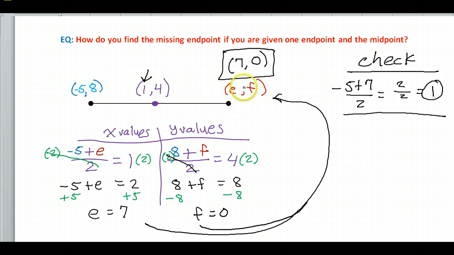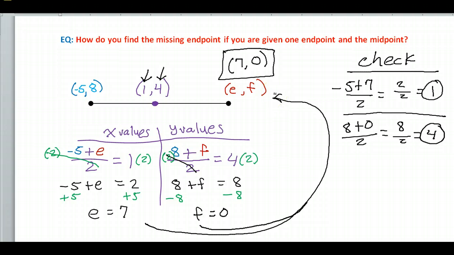Let's check our work on the y values. 8 and 0. If I do 8 plus 0 divided by 2, that would just be 8 divided by 2, and that would be 4. A y value of 4, which gives us the correct y value. So it checks out.